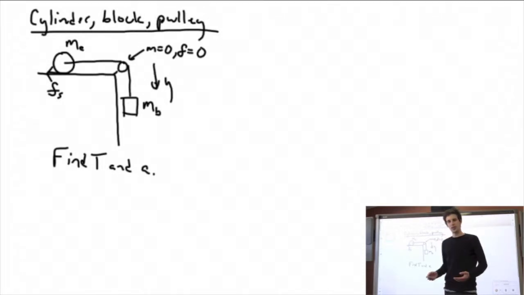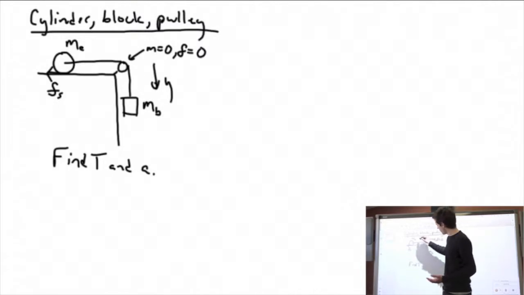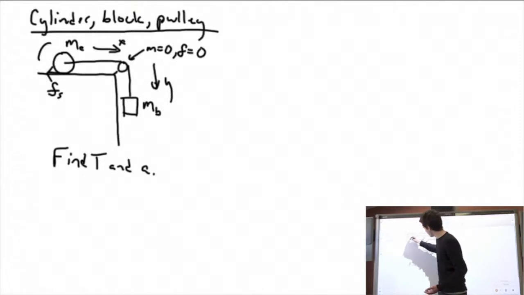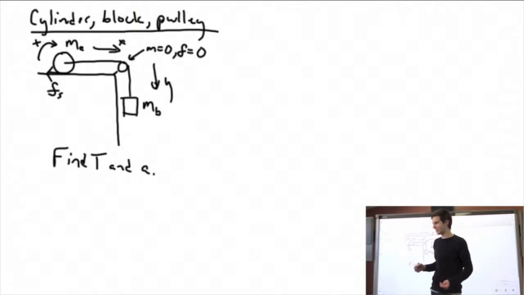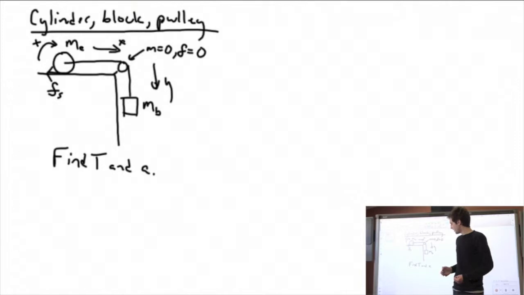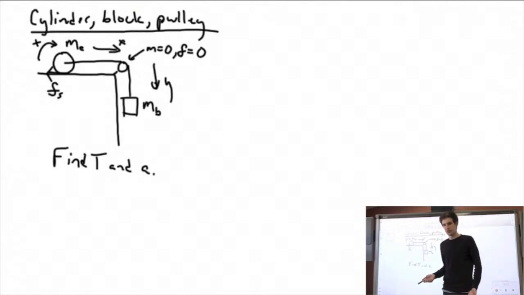I'll call that the positive y direction for the block. If it moves to the right, I'll call that the positive x direction. And then if it rolls that way, it has to roll this way, so I'm going to make that my positive clockwise rotational direction. So at this point, we can go ahead and start making some equations.